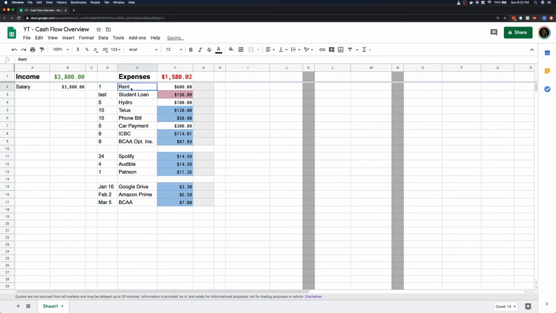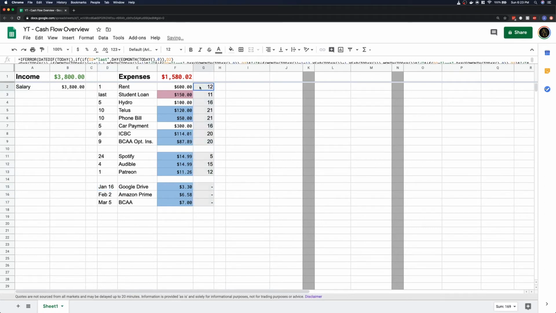Next up, I just added the day of the month that all these expenses are withdrawn. So for rent, it gets withdrawn on the 1st, and then car payments are on the 5th, Spotify is charged on the 24th, and so on. For the yearly ones, I just have the renewal date written down here.